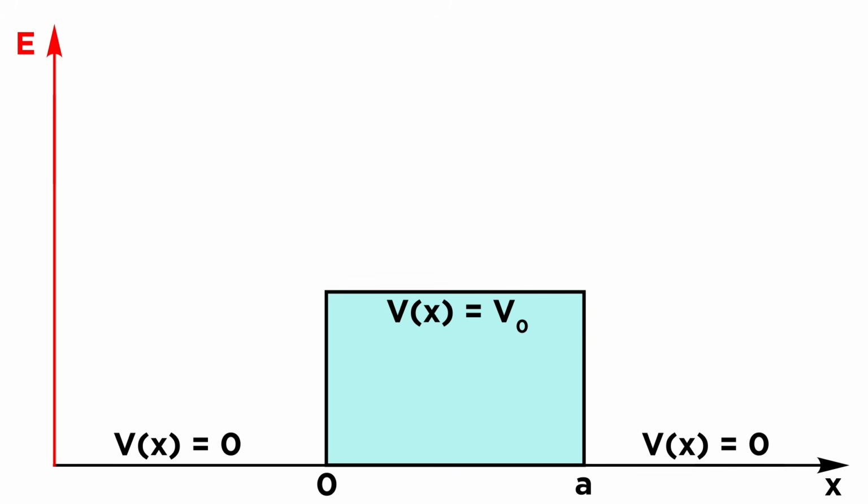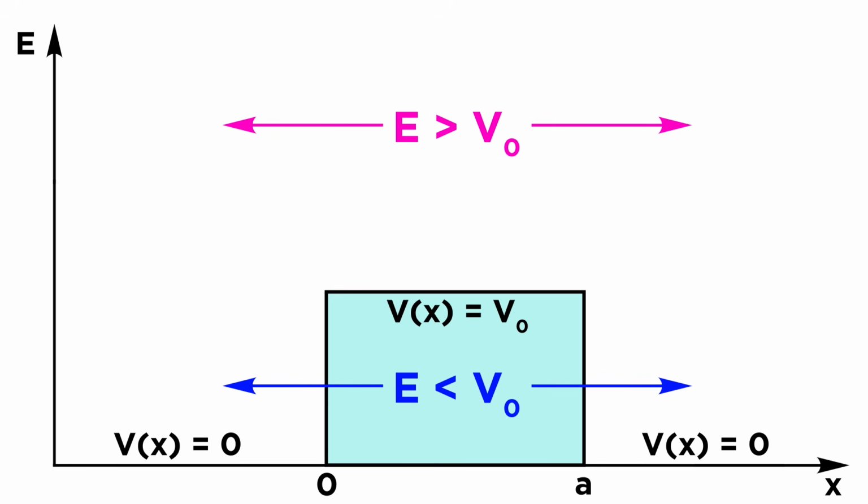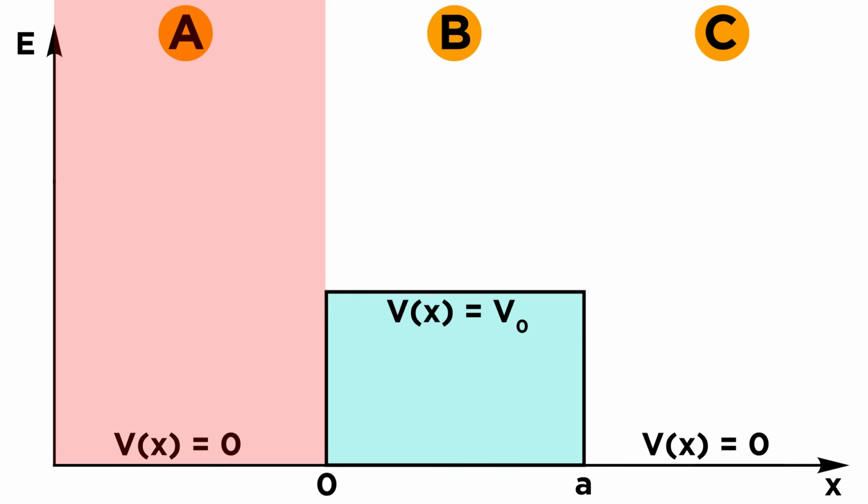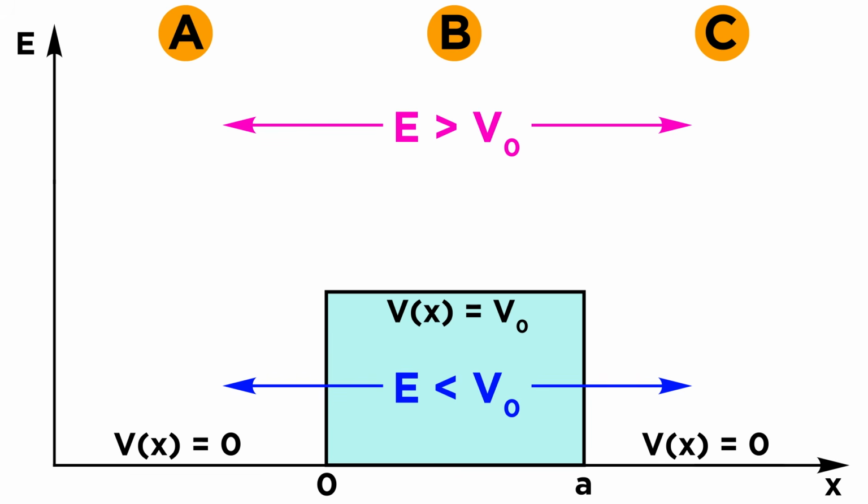Now on this graph, the vertical axis represents energy, so we can see that the energy of the particle will determine whether it will encounter the barrier. If the particle has an energy that is much greater than V0, it will not encounter the barrier, it will pass right over it. And if it has an energy that is much smaller than V0, it will indeed encounter the barrier. Just to be as clear as possible, let's identify three regions on the diagram and label them A, B, and C. A is the section approaching the barrier. B is the section spanning the barrier. C is the section after the barrier.